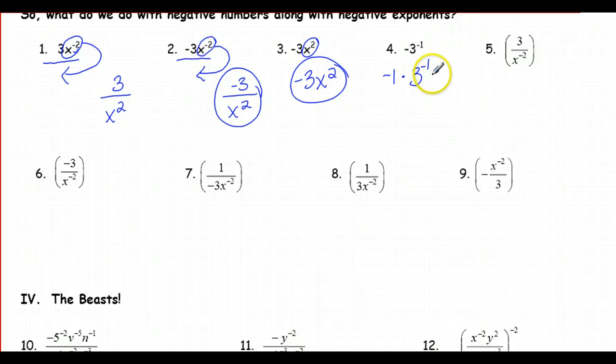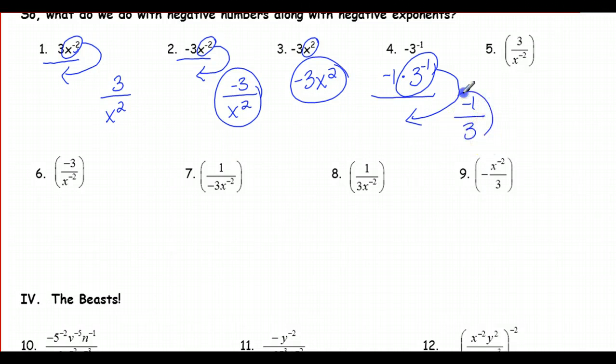So here, the only piece that we're moving is the 3 to the negative first. And again, since it's in our numerator, we're going to move it to our denominator. And if I do that, I'm left with the negative 1 still in my numerator over 3 to the first, which is just 3. So our solution here is negative 1 over 3.